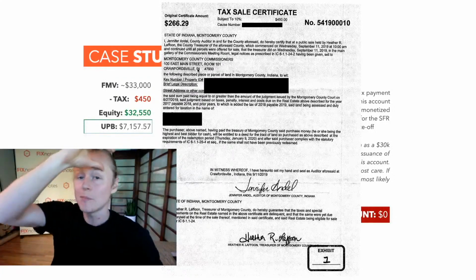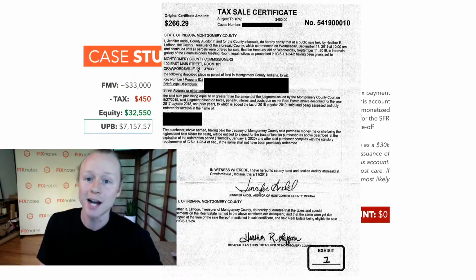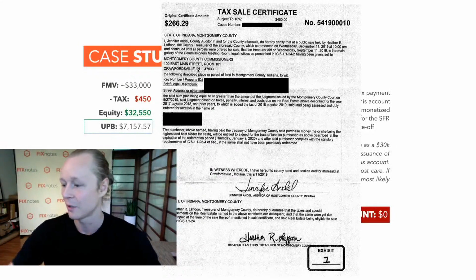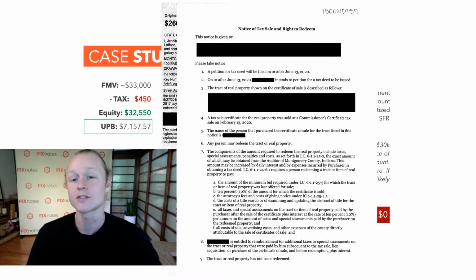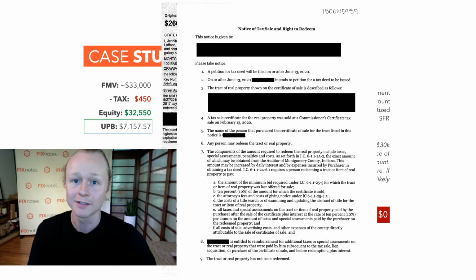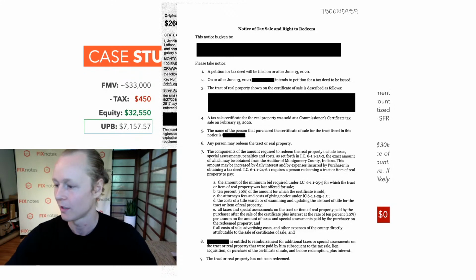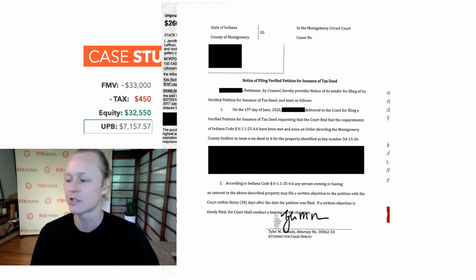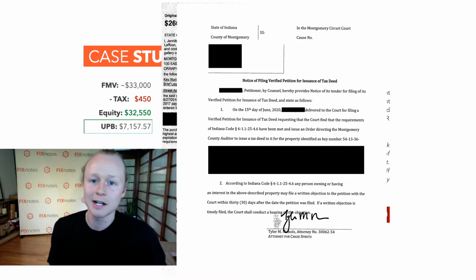He or she won big because the property was not redeemed, and it went to the next step, which is a notice of tax sale and a right to redeem. So once again, we had another notice to say, hey, you can pay off these taxes, and I dropped the ball. Then we get this notice of filing, verified petition for issuance of tax deed. So this was really the last straw, which when I called the county just to confirm, they told me, yeah, you missed the deadline to redeem.